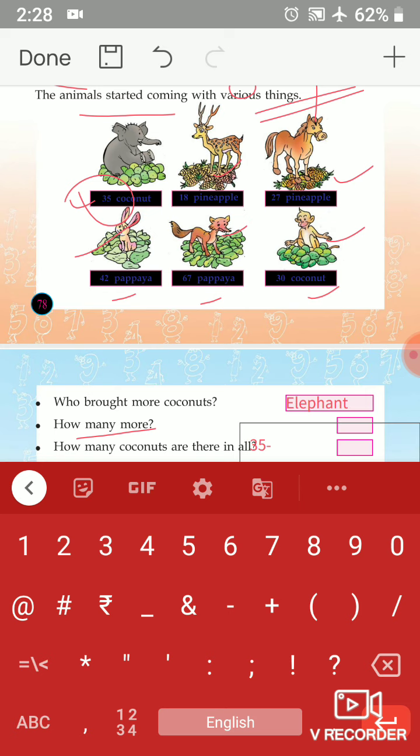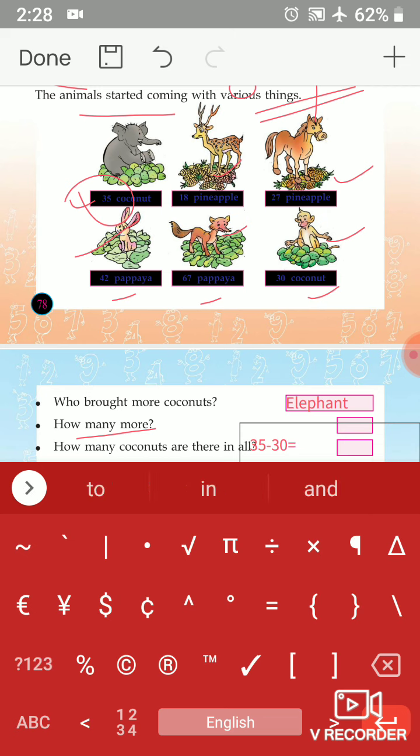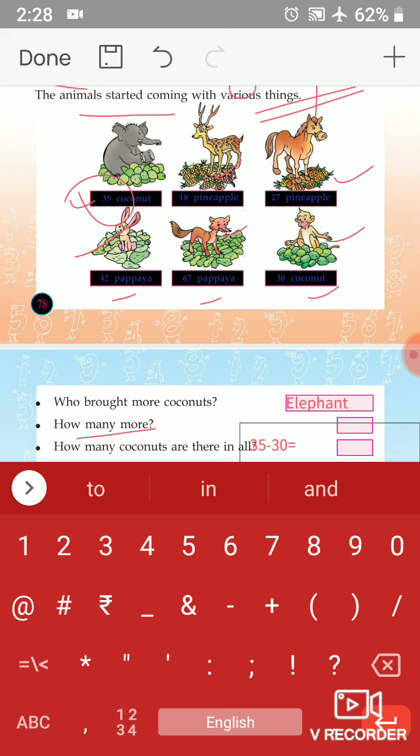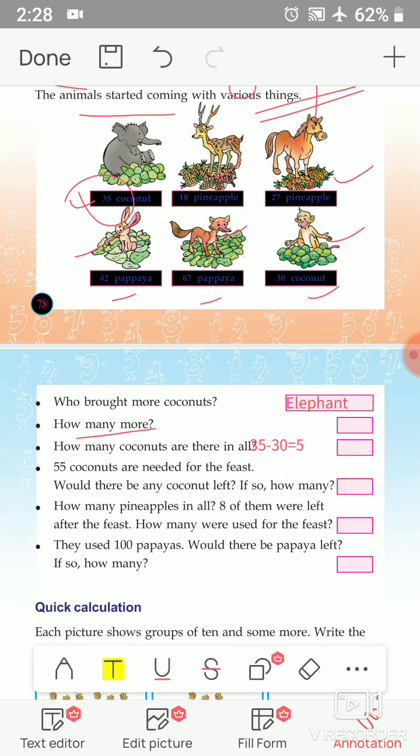Then we have to find which is more. How many more? Then 35 minus 30 is? Yes, 5. 5 coconuts are more collected by the elephant than the monkey. Did you understand? Then all of you write in that box.